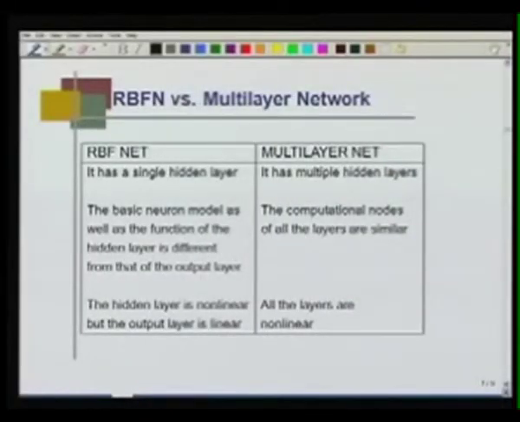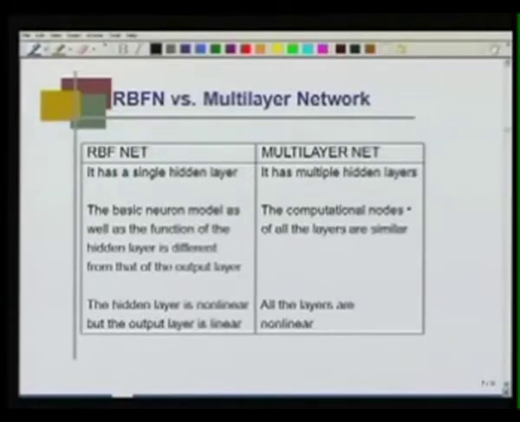What is the difference between a radial basis function network and a multi-layer network? A radial basis function network has a single hidden layer, and a multi-layer network has multiple hidden layers. So MLN has multiple layers, RBFN has a single hidden layer. The basic neuron model as well as the function of the hidden layer is different from that of the output layer. In the output layer we have simply summation, whereas the hidden computation is, as I said, a function of the Euclidean distance between input and the center. The computational units in multi-layer networks are all similar. The hidden layer is non-linear but the output layer is linear. Here all layers are non-linear, but not necessarily. Sometimes in a multi-layer network we can also make the output layer linear.